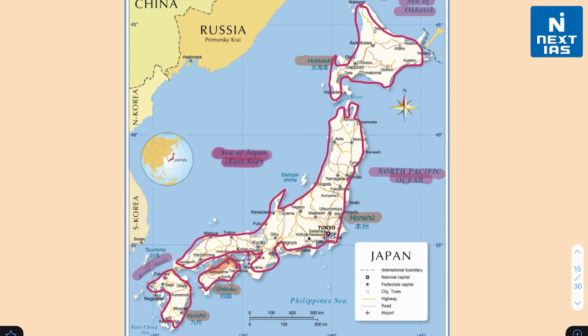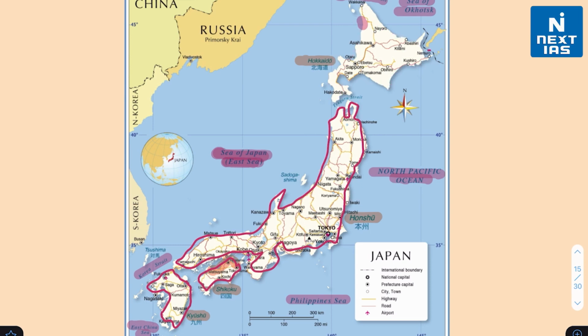This is the Korea Strait. Here we have the East China Sea. This is the Philippine Sea. And here we have the La Perouse Strait. This is the Sakhalin region of Russia. So this divides Japan, and this region is the Russian region.